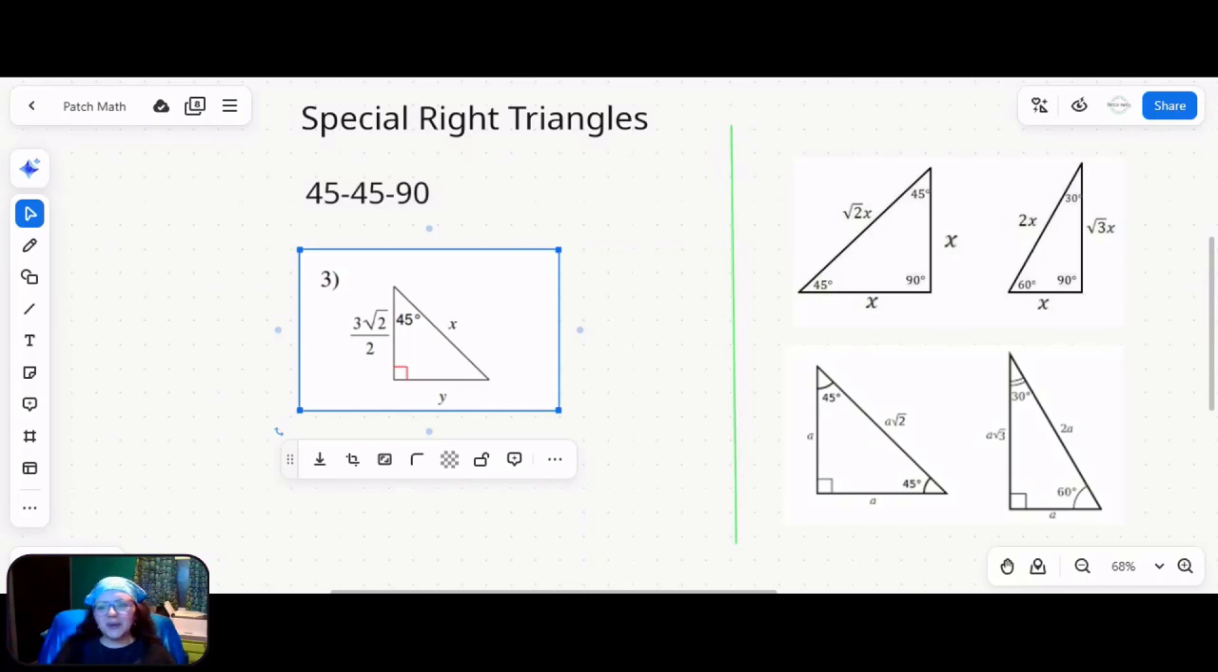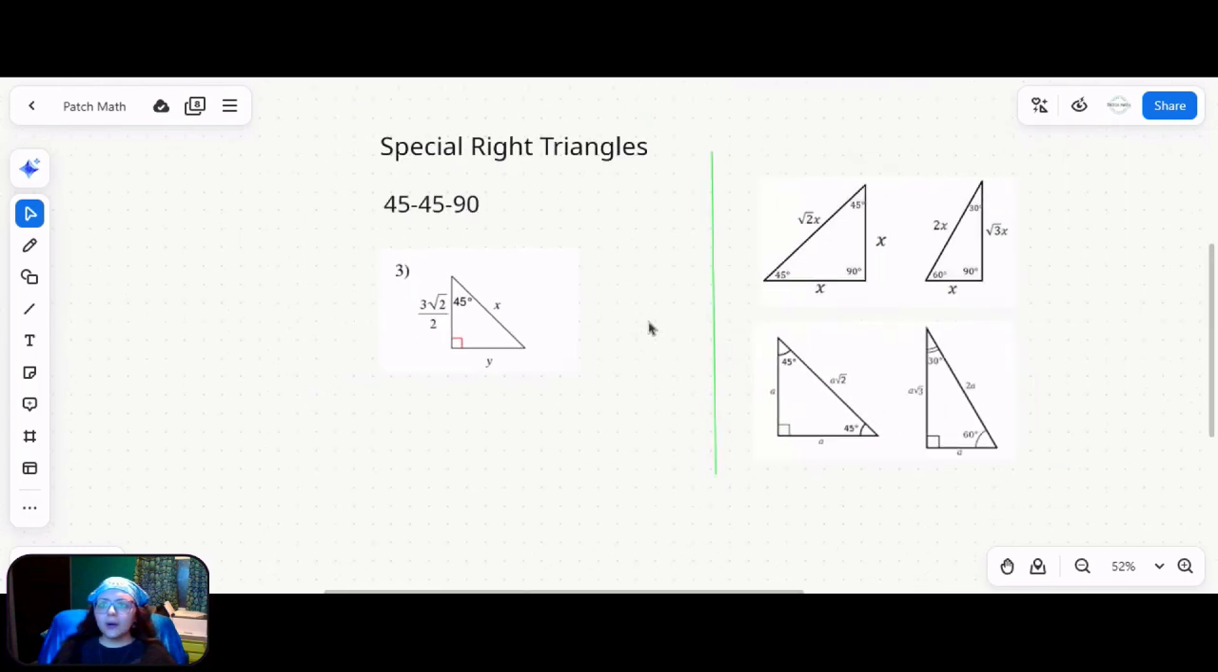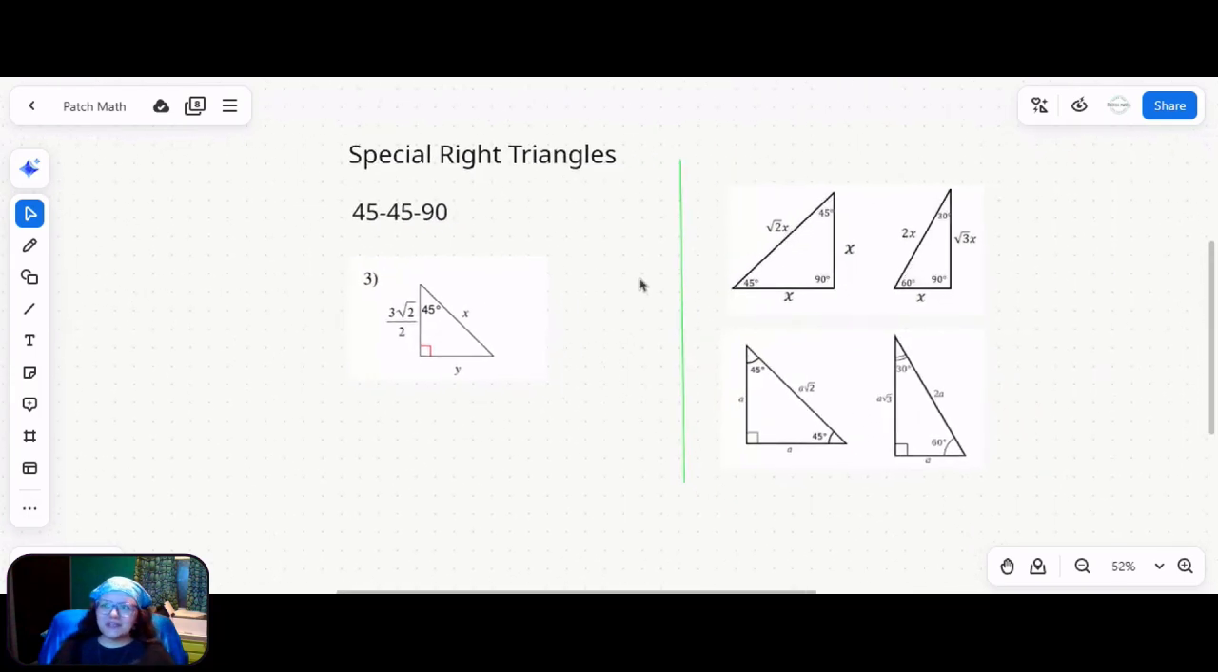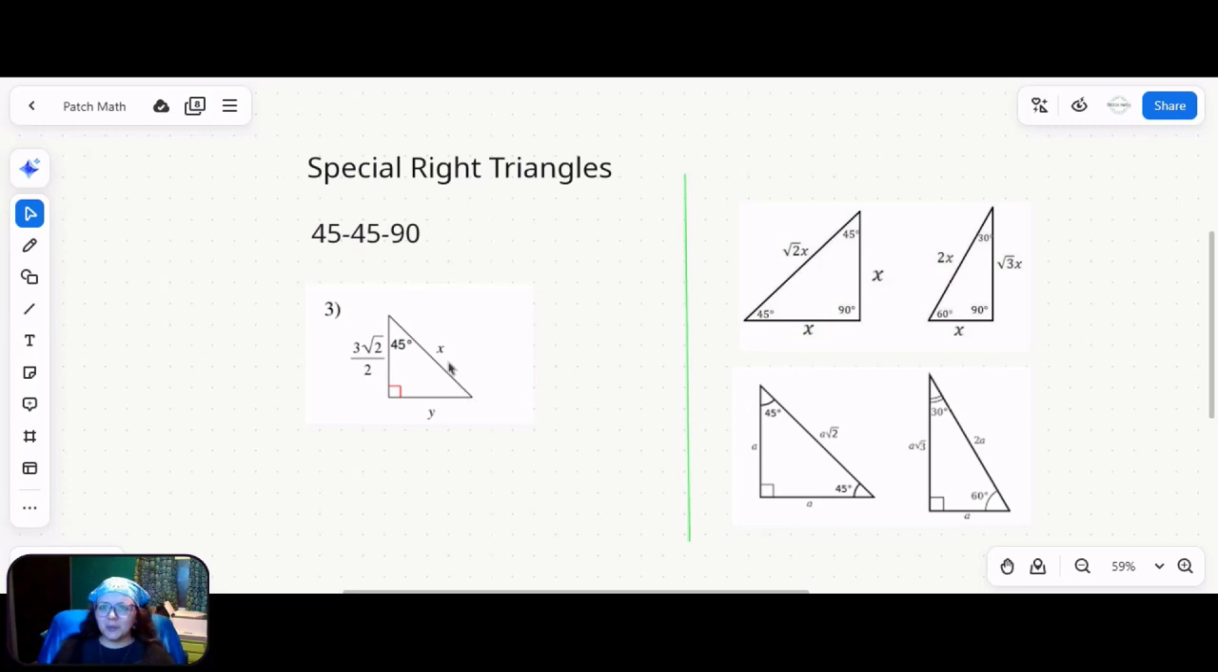Hello and welcome to Batchman, where today we are going to discuss special right triangles. There are two types of special right triangles, 45-45-90 and 30-60-90. For the purposes of today's video, we will be focusing on 45-45-90.